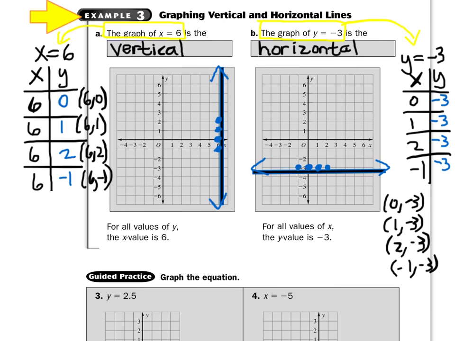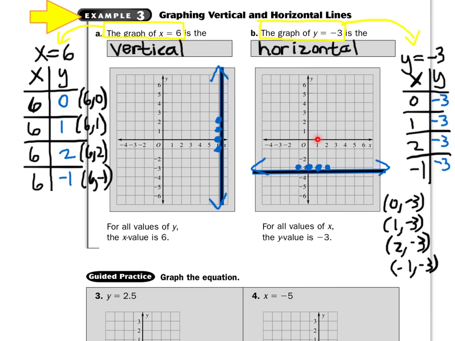Okay, now we have our 4 points to graph. So we're going to graph 0, -3. So start at the origin. 0 means you don't walk right or left. -3 means you get in the elevator and go down to -3. Okay, then let's graph 1, -3. So start at the origin, go to the right 1, and go down in the elevator to -3 and put your dot.